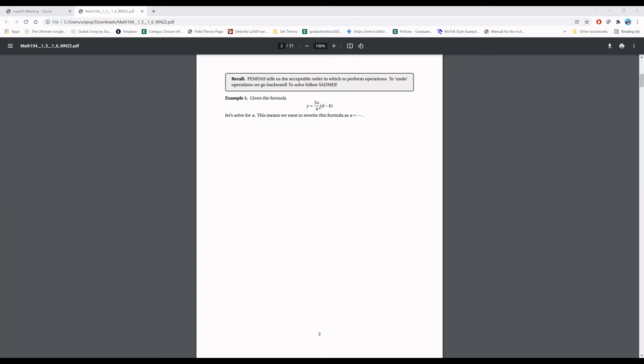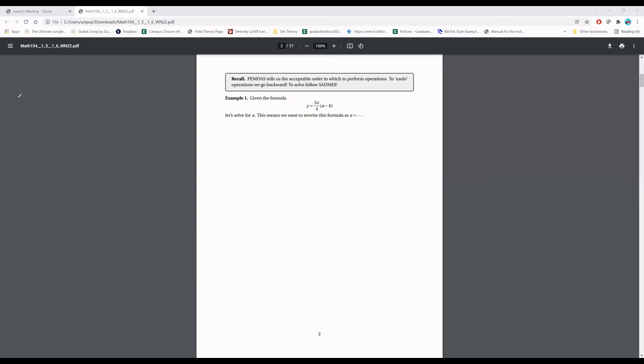y is equal to 3x over 4 times the quantity a minus b, for a. Notice I do have parentheses here, and they are blocking me from taking care of this subtraction. So I would first look for my addition and subtraction. Well, I can't get to my addition and subtraction. They're locked up inside parentheses. So I will go to multiplication and division.